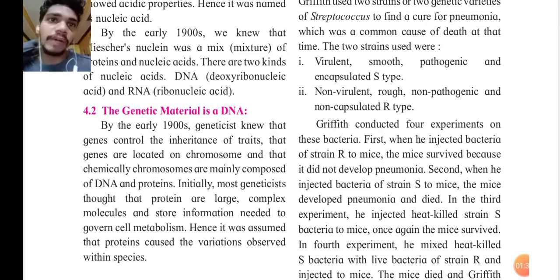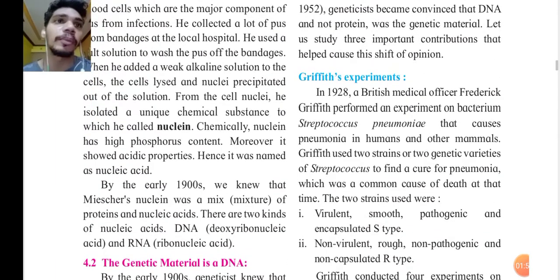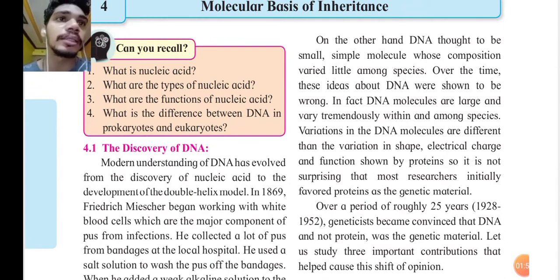So by the early 1900s, geneticists knew that genes control the inheritance of a trait, that genes are located on chromosomes, and that chemically chromosomes are composed of DNA and proteins. Initially most geneticists thought that proteins are large complex molecules that store the information needed to govern cell metabolism, so they are very important for metabolism. On the other hand, DNA was thought to be a small simple molecule.